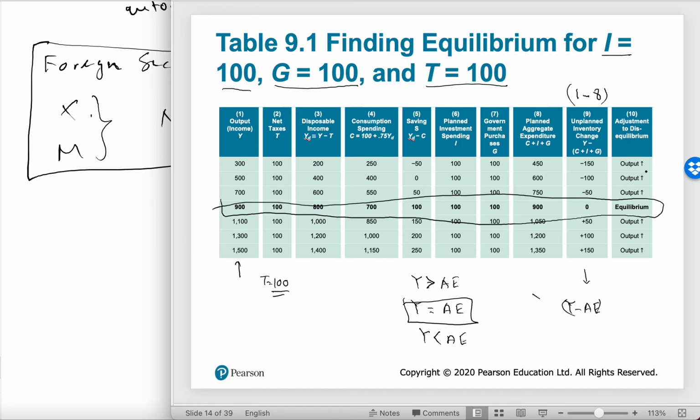If Y is bigger than aggregate expenditure, the tendency is for the output to decrease. If the income is smaller than the spending, the tendency is to increase. So these are wrong. This should be decrease. This should be increase. Y needs to increase, and then we will have a stable equilibrium if all the exogenous variables are given, ceteris paribus.